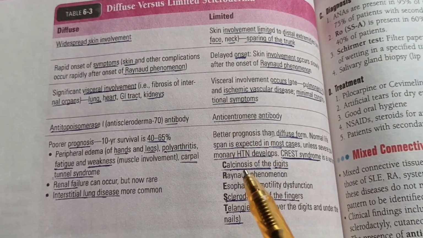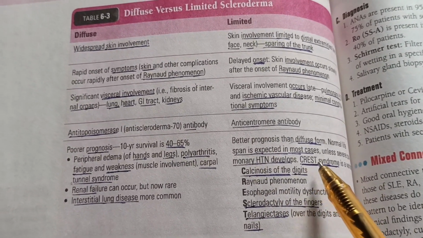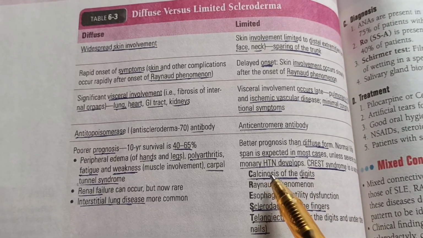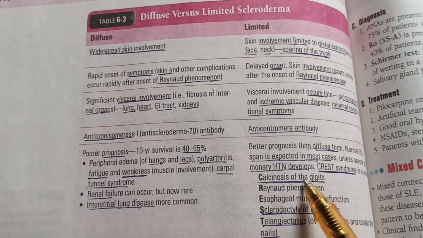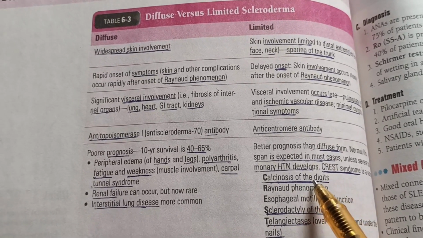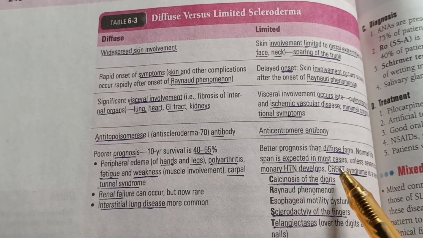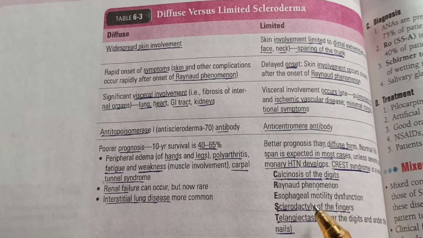While there is a variant of limited scleroderma which is called CREST syndrome, here you can memorize the clinical features of CREST syndrome. C stands for calcinosis of the digits, in which calcium deposition occurs in the digits. The R is for Raynaud phenomenon, and the E is for esophageal motility dysfunction.